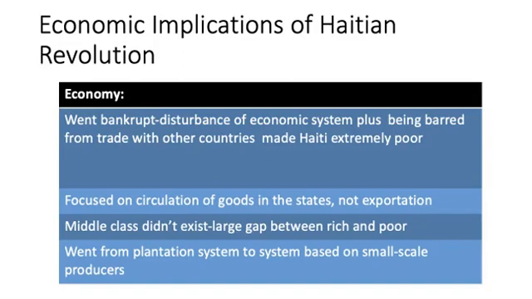In addition to that, different nations are going to choose not to trade with Haiti because, number one, it's a very poor area and doesn't have as much to offer anymore. And in addition to that, they want to keep their trade relationship open with the French, so they don't want to step on any toes in that way. They also are going to be focused more on circulating goods in the States as opposed to exportation.